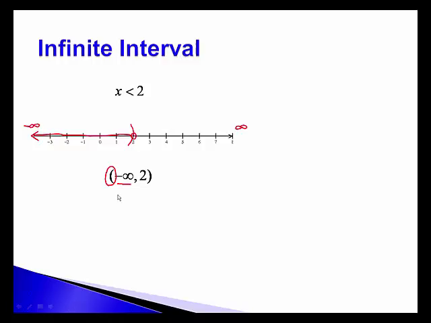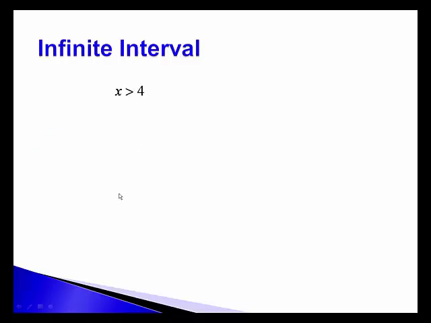Let's look at another infinite interval. This time we have x is greater than 4. To draw that on a number line, we would have an open circle at 4. We would shade to the right. How far do we shade? To infinity? Let me just put that there to remind us of that. And by the way, that little infinity symbol just kind of looks like an 8 laying down on its side.